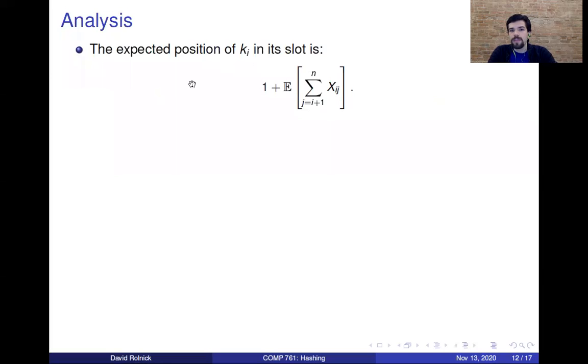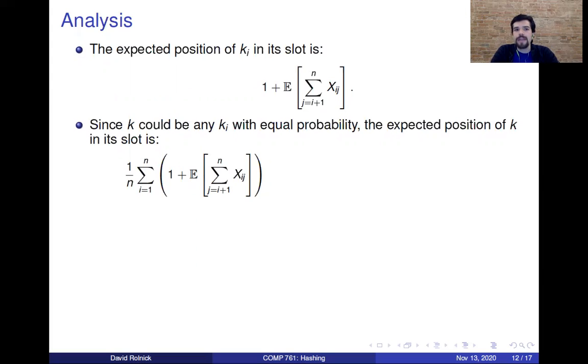OK, so now we know the expected position of ki in its slot is this. Now, since k could be any of the ki's with equal probability, remember we're trying to find one of the keys that we inserted. We don't know which one it is. The expected position of k in its slot is just averaging over this. It's the average over all possible ki of this thing. So let's just rearrange this a bit. First of all, we can pull out this 1. Summing over 1 and then dividing by n, that'll give us a 1 out in front.